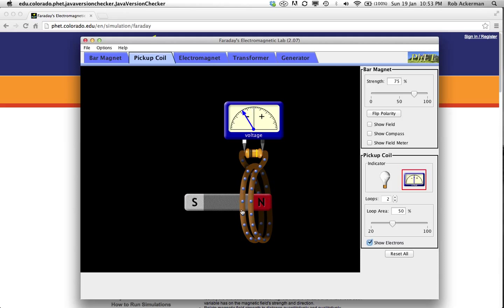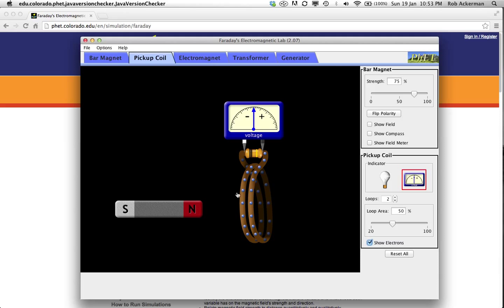The faster I move it, and the closer I move it to the coil, the more you notice the electrons moving. Other things: if I move the North Pole in, the needle goes that way. But if I move the North Pole out, the needle goes the other way. Show that to you again. North Pole in, needle goes left. North Pole out, needle goes right.